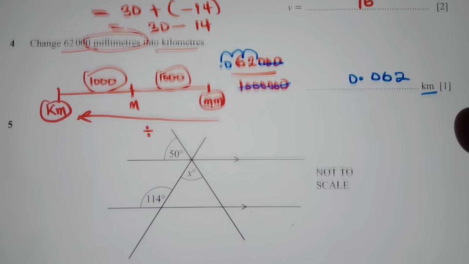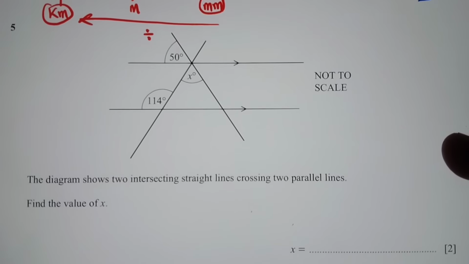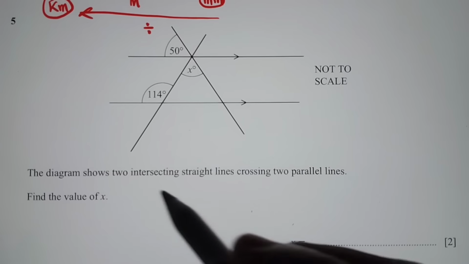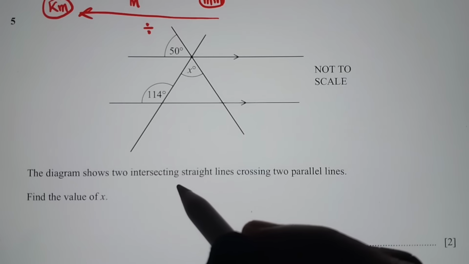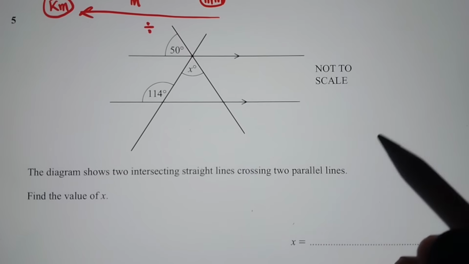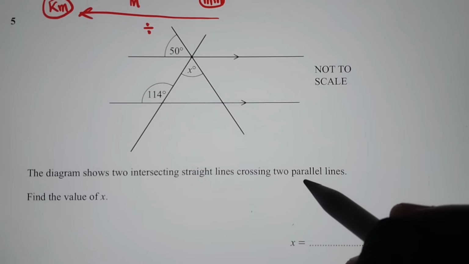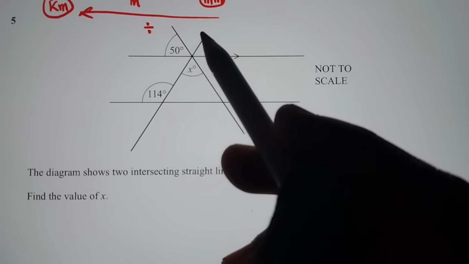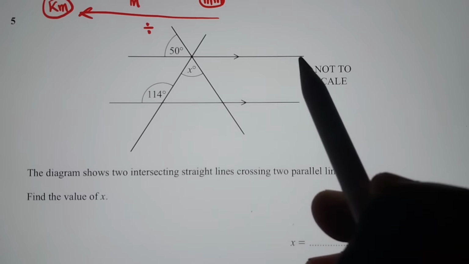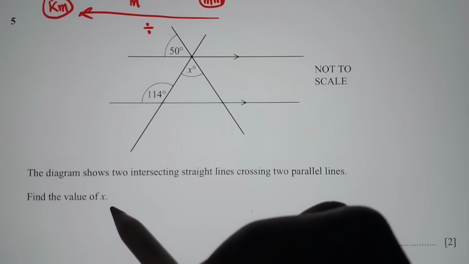Moving on to question number 5. For question number 5, the diagram shows two intersecting straight lines crossing two parallel lines. So you have the intersecting lines and you have the parallel lines. Find the value of x.